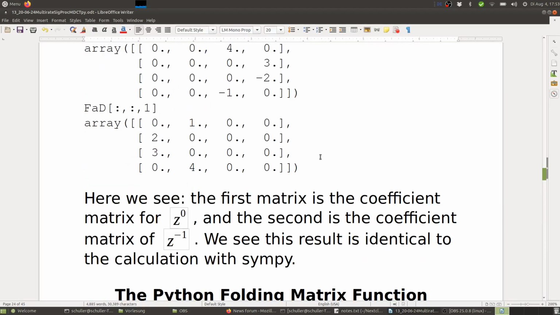So this is what you usually use for implementation for audio signals. Yeah, so here we see the first matrix is the coefficient matrix for z to the 0 and the second is the coefficient matrix for z to the -1. And we see this result is identical to the calculation with SymPy.